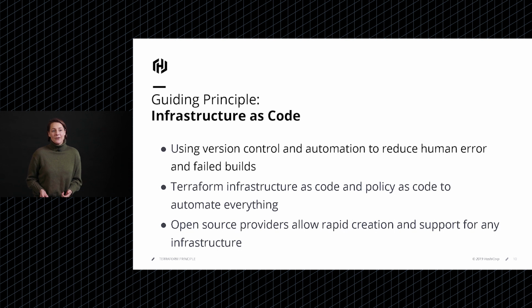Today I'm going to be talking about infrastructure as code, which is the guiding principle for HashiCorp Terraform. HashiCorp Terraform uses infrastructure as code to provision and manage infrastructure for any cloud provider. This is based on the use of version control to do automation for infrastructure provisioning and helps reduce human error and failed builds. This also allows operators to now use the same principles as application developers.